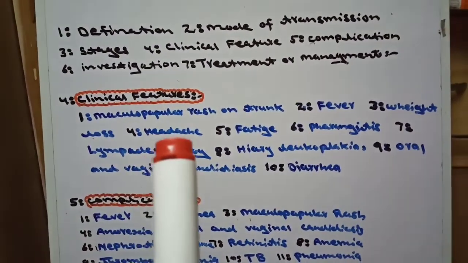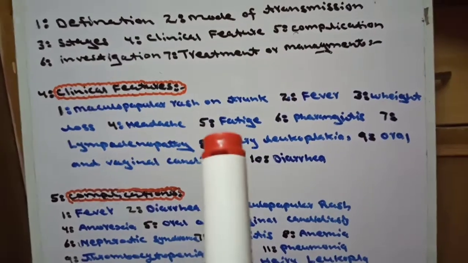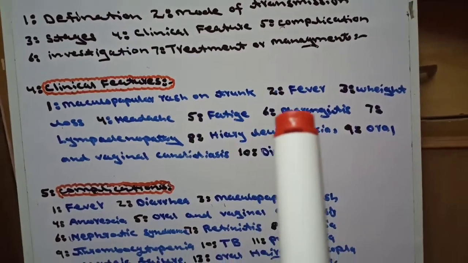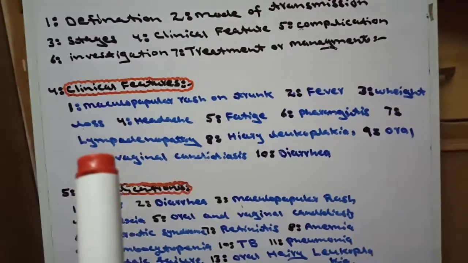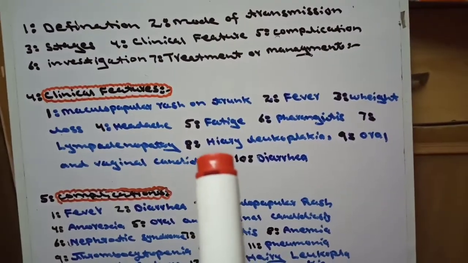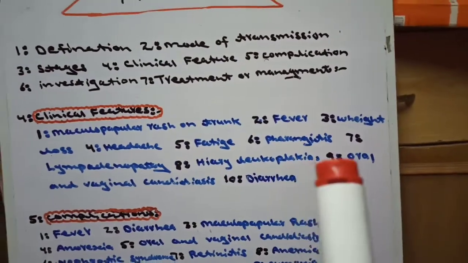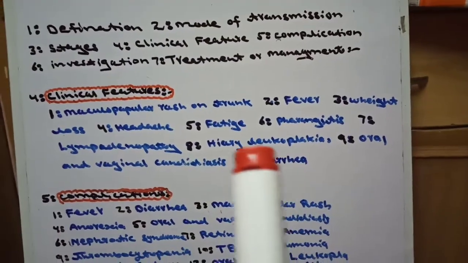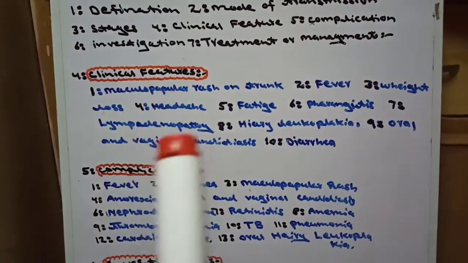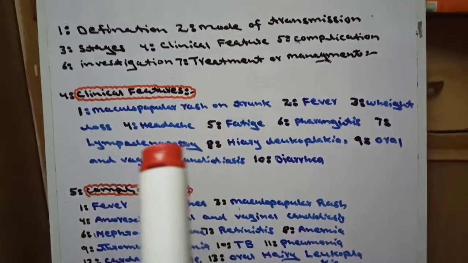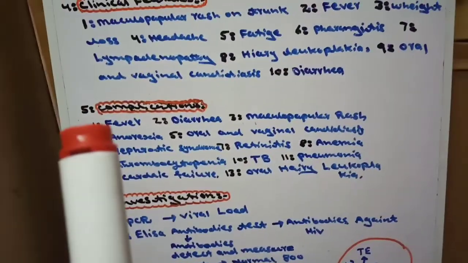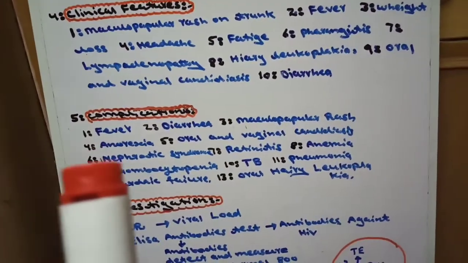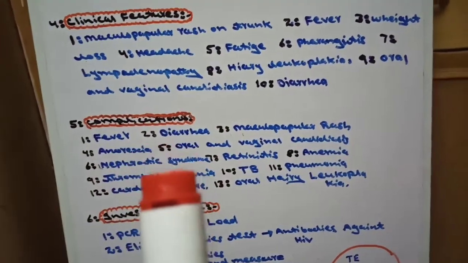Number 4, headache. Number 5, fatigue. Number 6, pharyngitis. Number 7, lymphadenopathy. Number 8, hairy leukoplakia. Number 9, oral and vaginal candidiasis. And number 10, diarrhea. These 10 are the clinical feature of AIDS. Now come to the complication. There are 13 complications of AIDS.